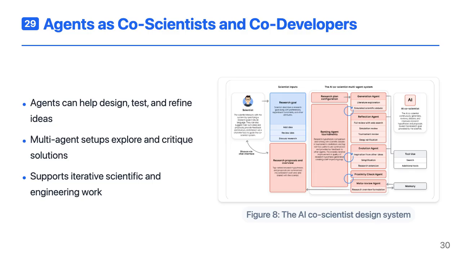Beyond business workflows, agents can act as co-scientists or co-developers. In these setups, multiple agents take on roles like hypothesis generation, experiment design, result analysis, and critique. They iterate on designs, propose alternatives, and refine solutions over time. Humans stay in the loop to guide direction and validate results, but much of the exploration and iteration can be automated. This opens up new ways to accelerate research and engineering.